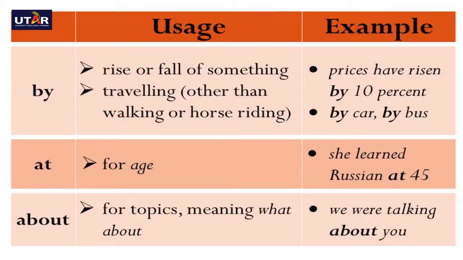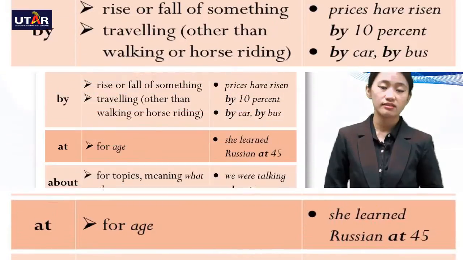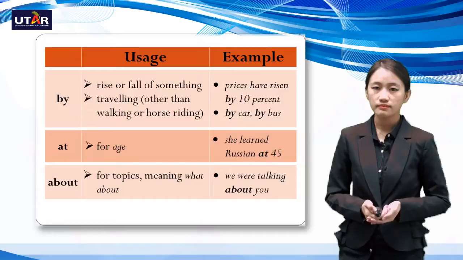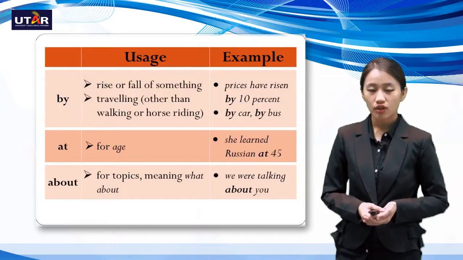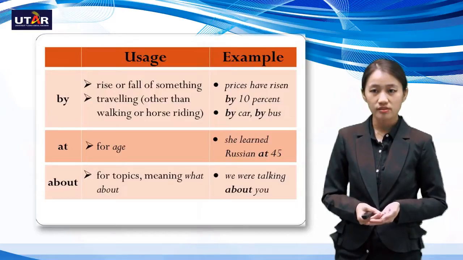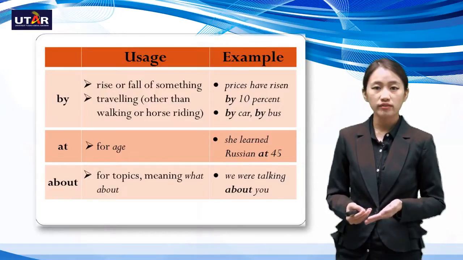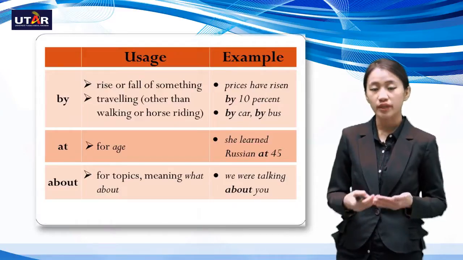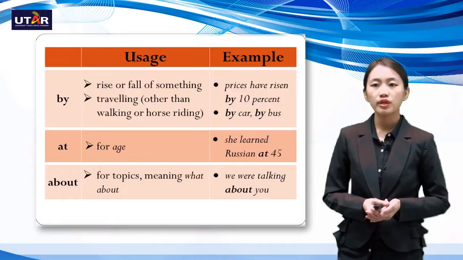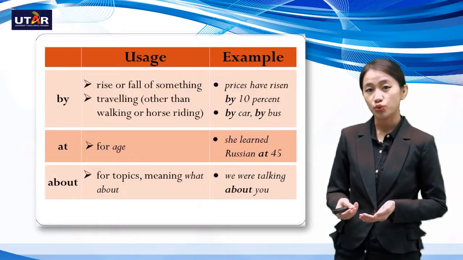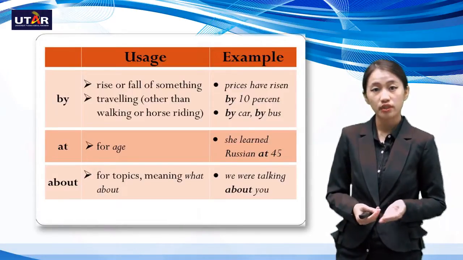Next would be the usage of at for age. Now, she learned Russian at 45. So here, 45 indicates the age. Next would be about. So if you want to talk about topics, basically what a certain topic is all about, we can use the word about. So we were talking about you. So here the topic would be you.